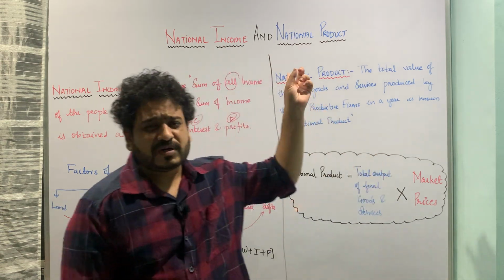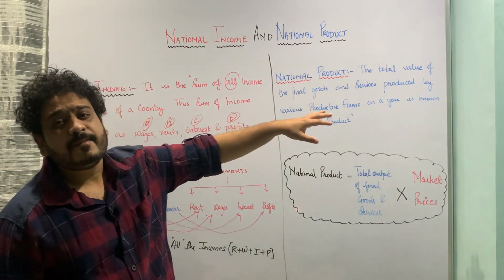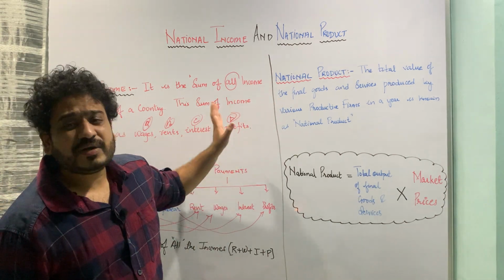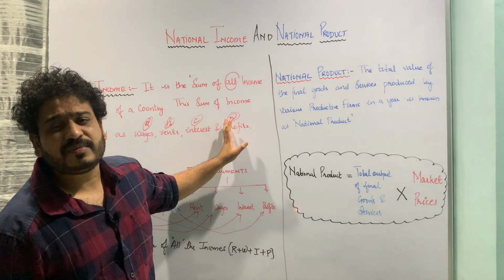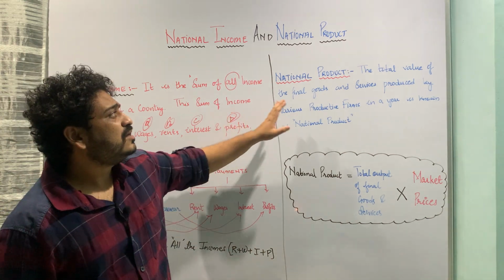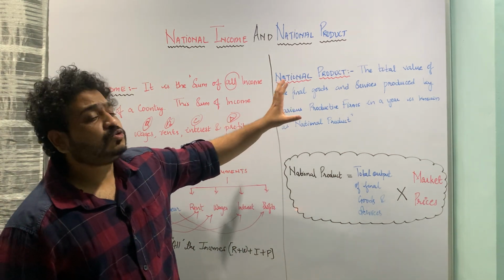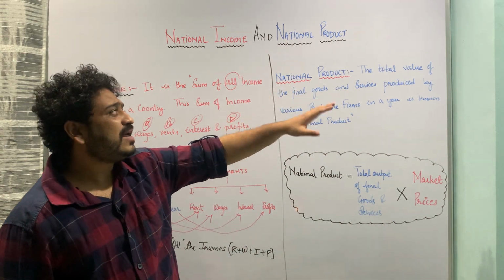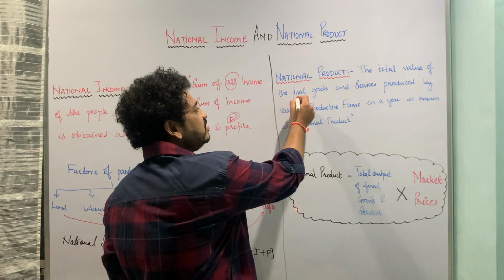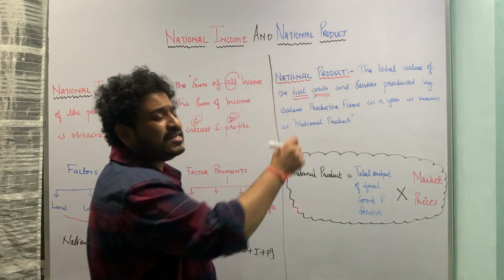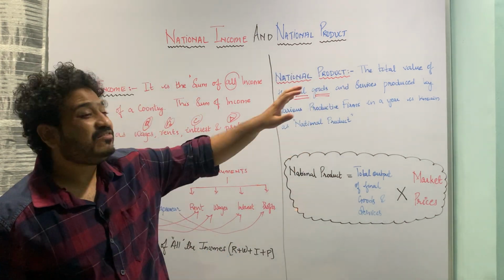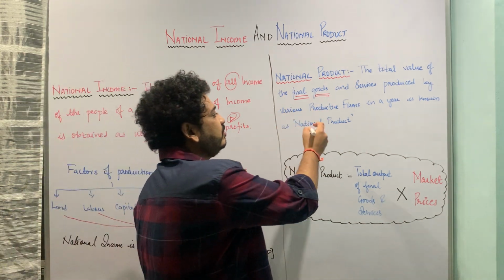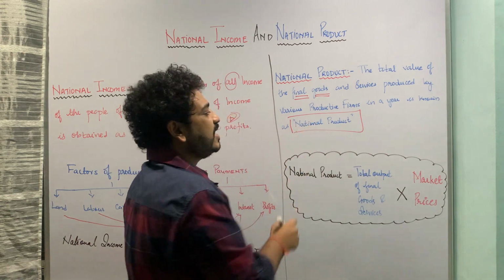Let us now move towards something called as national product. Now national product is different from national income. So how is it different from the national income? It is given by the total value. Now national product is given by the total value of final goods. Here I am looking at something called as final goods and services produced by various productive firms in a year, and that quotient is called as national product.